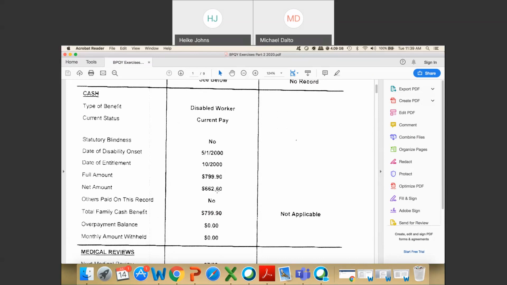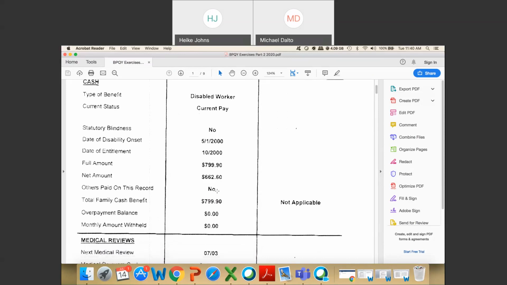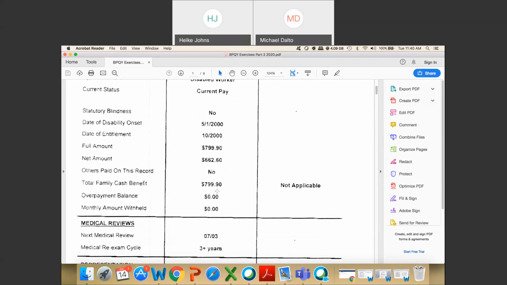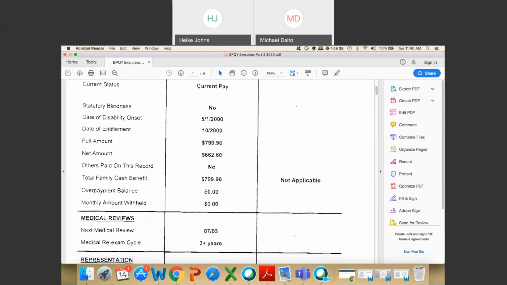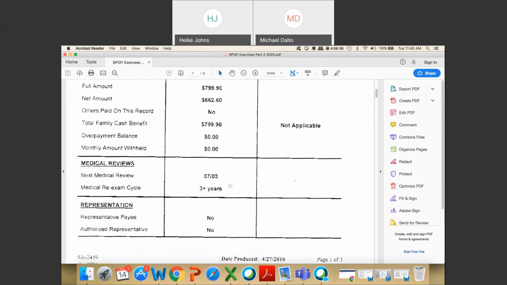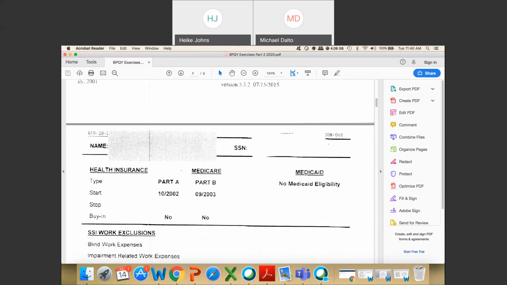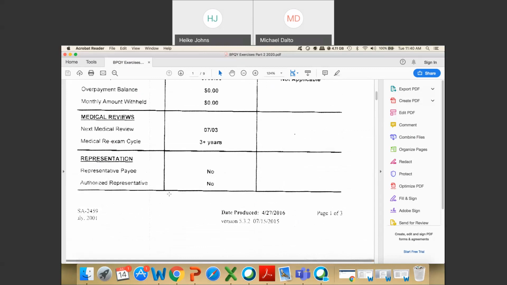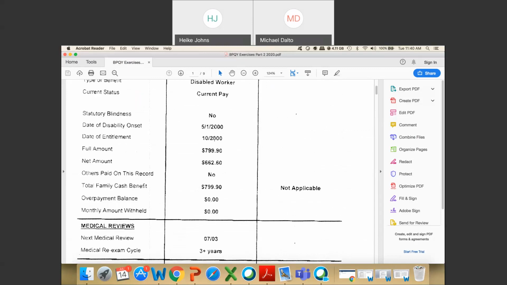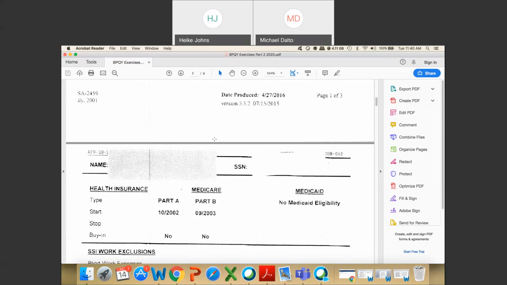Why would there be the lower amount? Because of the Medicare Part B premium being withheld. Total family cash benefit, same amount as the full amount. This tells you this person doesn't have any dependents getting benefits. Medicare Part A started October 2002, 2 years after the date of entitlement, which was October 2000. That's what you would expect.